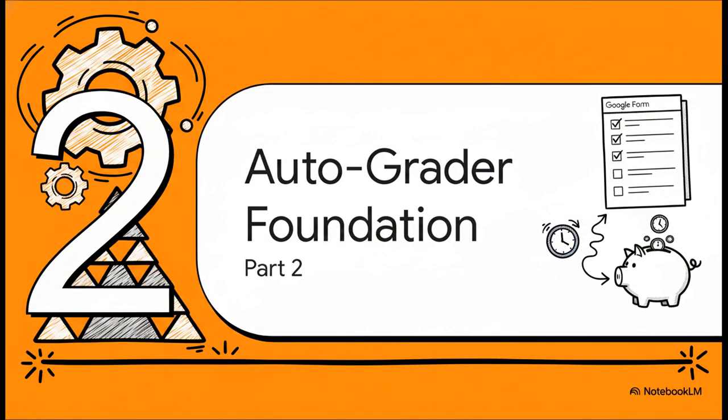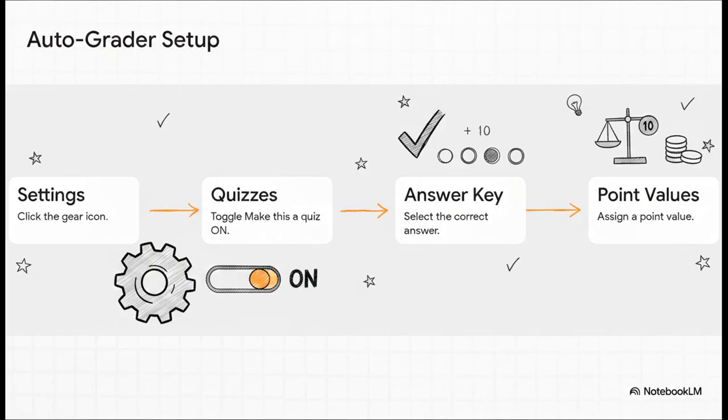Which brings us to part two, the auto grader foundation. Setting this up is the absolute prerequisite for massive time savings. Now, while navigating to settings and toggling make this a quiz is probably second nature to you power users out there, it's the meticulous setup of the answer key and point values that actually triggers the real automation. By front-loading this work for every multiple choice, checkbox, or drop-down question, you're essentially building a permanent grading algorithm.